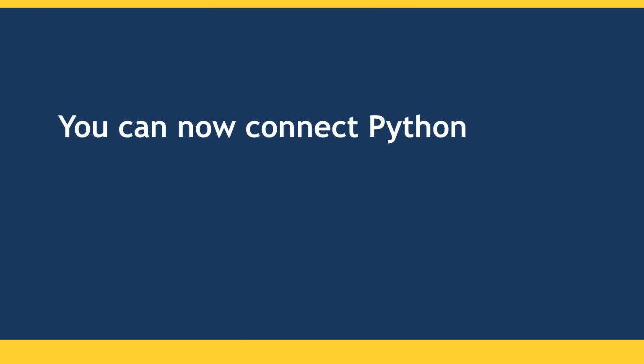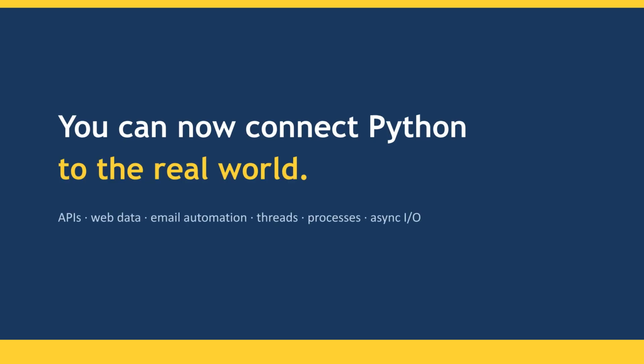Congratulations on completing Module 6. You now have the skills to connect Python to the real world, from APIs and scraping to complex automation and high-performance concurrency. Use these tools to build powerful, connected applications. Keep building and keep learning.